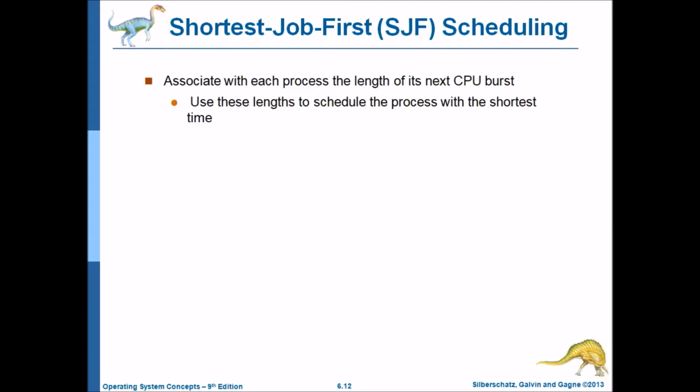So let's proceed. Shortest job first scheduling. The shortest job first scheduling associates with each process the length of its next CPU burst. So it uses the length to schedule the process with the shortest time. The idea behind shortest job first is to pick the quickest, fastest little job that needs to be done, get it out of the way first, and then pick the next smallest, fastest job to do next. So technically, it picks the process based on the next shortest CPU burst, not the overall process time.